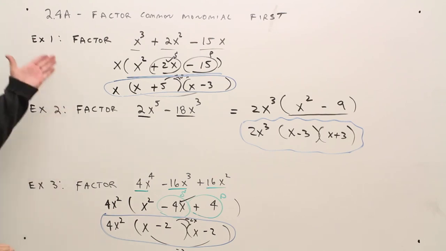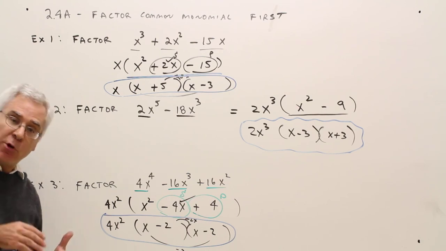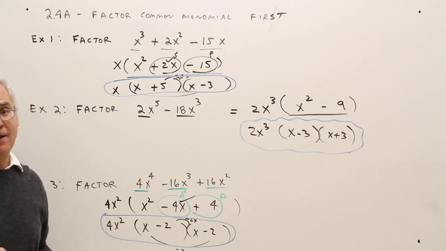So there you have it. Three basic examples of how to first factor out a common monomial and then completely factor the rest.